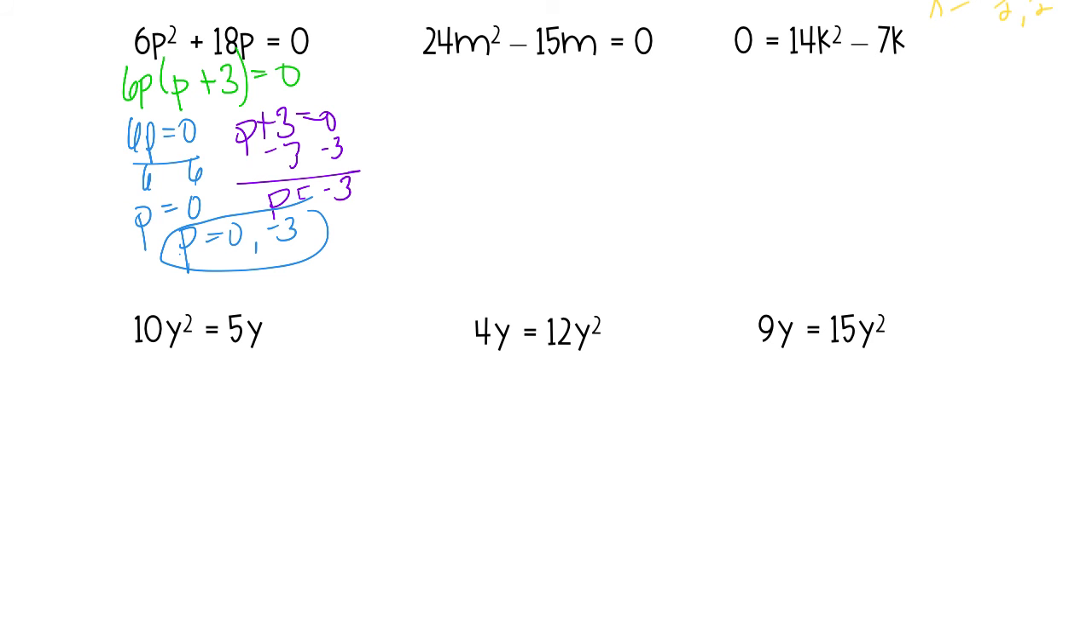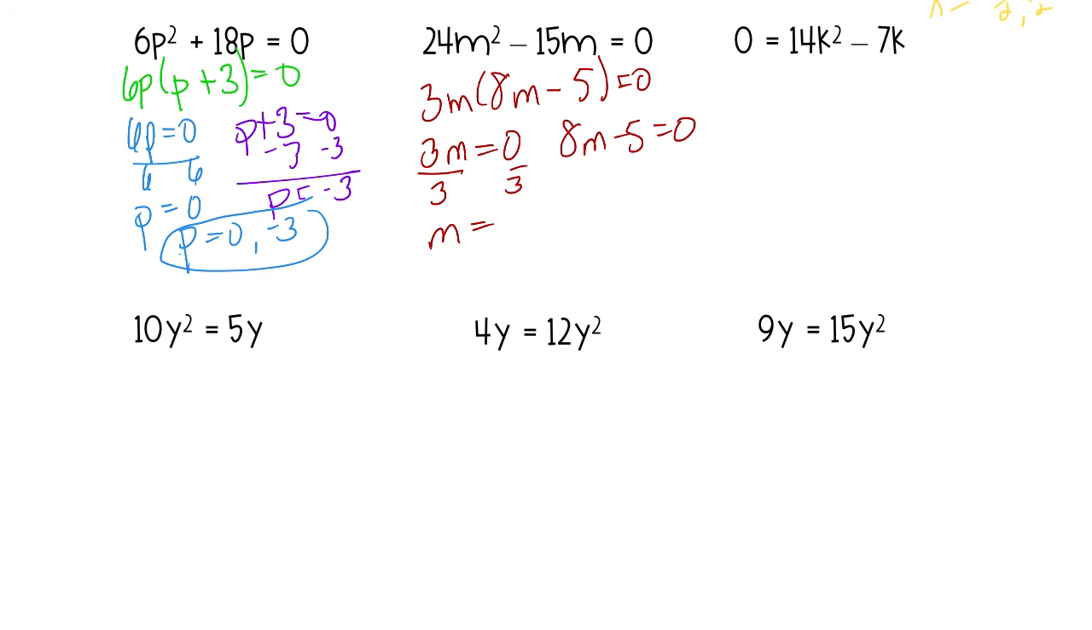Let's do it again. You can factor out 3 and an m. And we're left with 8m minus 5 is 0. We set these equal to 0. 3m is 0, and 8m minus 5 is as well. Divide, and m is still 0. We add 5, and get 8m is 5, and divide. And m is 5/8. So final answer, m is 0 and 5/8.